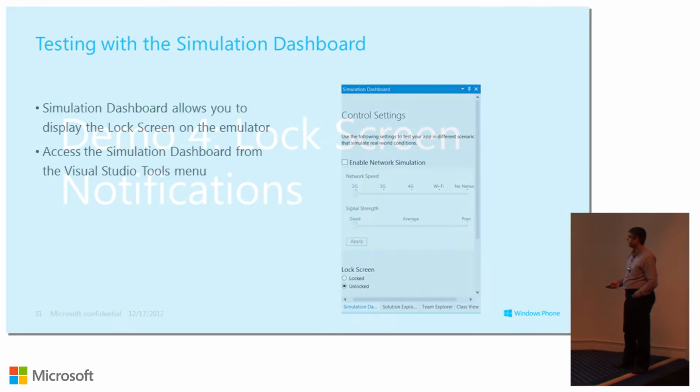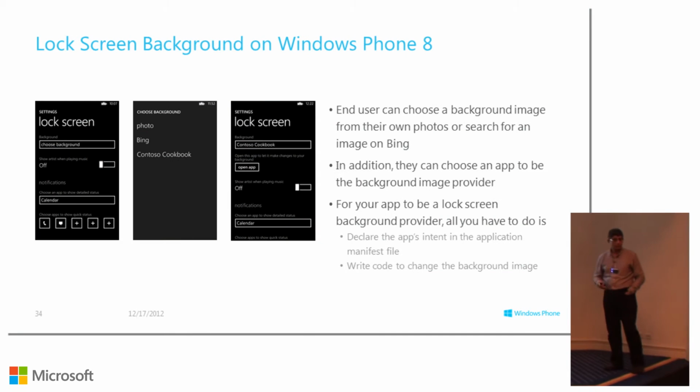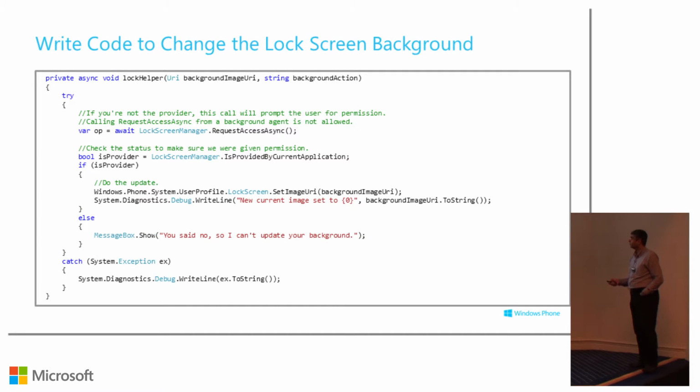And this again is reiterating the simulation dashboard. What if you want to take your application and make it a background provider for the lock screen? What do you do? Again in the manifest file, you declare that you want your application to be a background provider, right? And then in the code, number one, you need to request the access. So you need to take permission saying I want to add this application as a background provider. And if the user says yes, then you will be allowed to add the application as a lock screen provider.